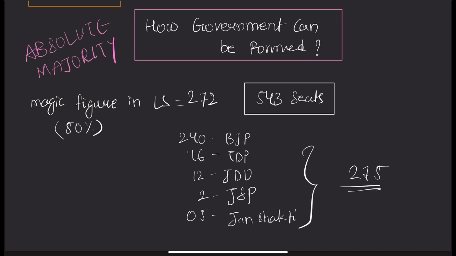So let's see how the government was formed. BJP has won 240, and then TDP has 16, JDU 12, Janasena Party 2, and Lok Janshakti, which is Chirag Paswan's party. So in total they have 275 MPs, hence the government was formed.